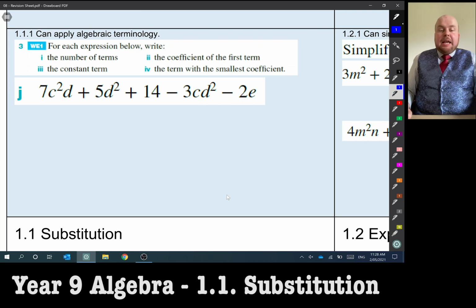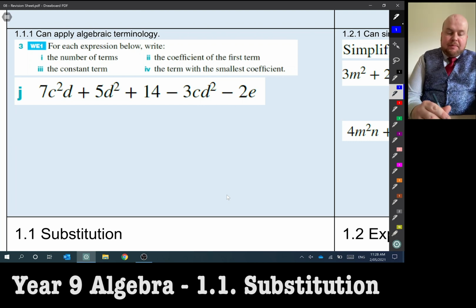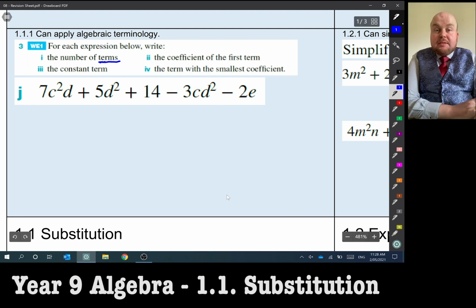1.1.1 can apply algebraic terminology. For each expression below, write, first of all, the number of terms. The terms, if you like, are the things in an expression. What is an expression? An expression is a number sentence.